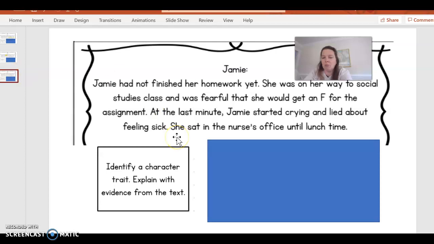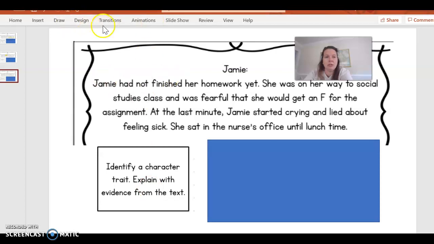All right, now here comes the hard part. How would we identify her character trait? How would you describe her? Next says explain with evidence from the text. So let's just think about that for a second. How would you describe her character trait?